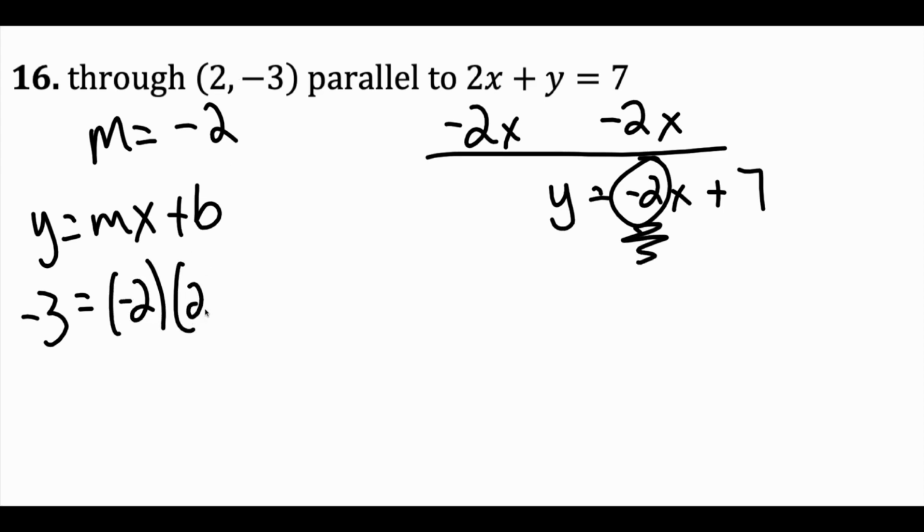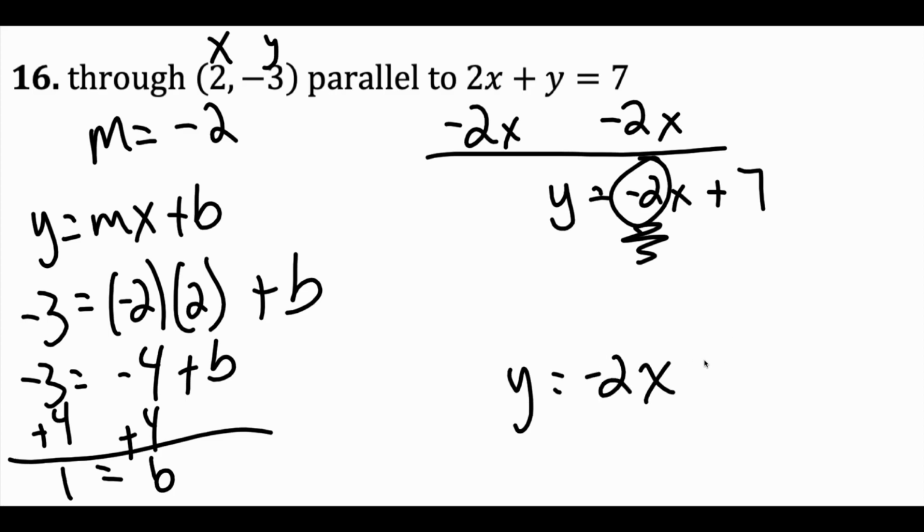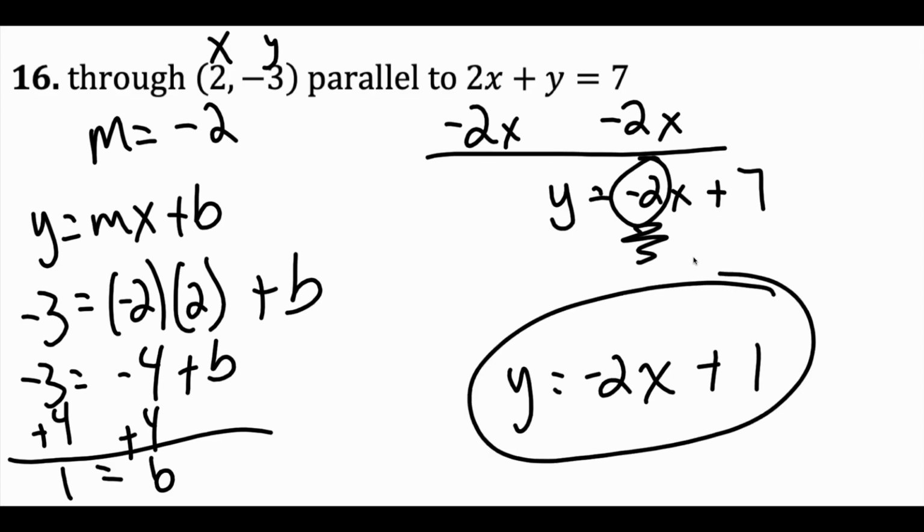X is 2 from the point we were given, right? This is just your y equals mx plus b. Move that 4 over. We get b is equal to 1. Final answer, y equals the slope that I stole from the other line, negative 2x plus y-intercept is 1.